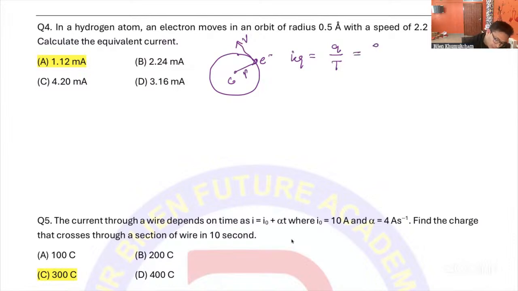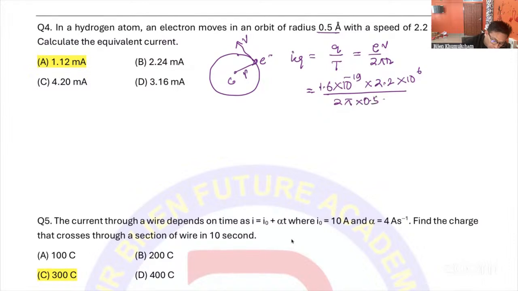So the charge here is the electron, so it will be e. Time period is nothing but 2 pi r divided by speed v. Let's substitute the values and get the answer. e is 1.6 into 10 to the power minus 19, v is 2.2 into 10 to the power 6, divided by 2 pi r. What is the value of r? 0.5 angstrom. Angstrom is nothing but 10 to the power minus 10 meter.